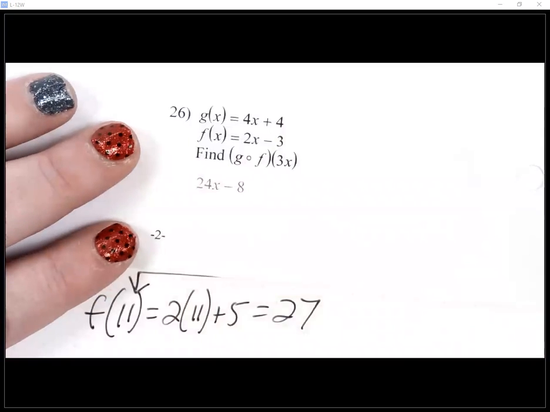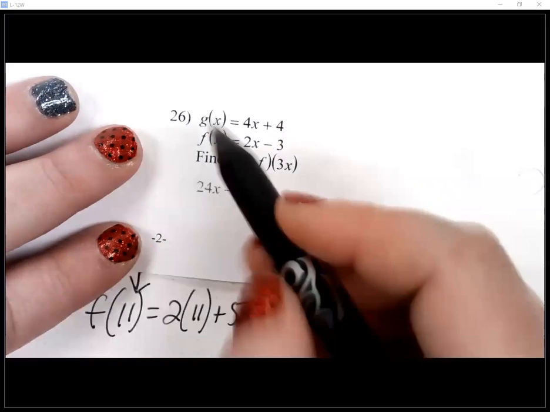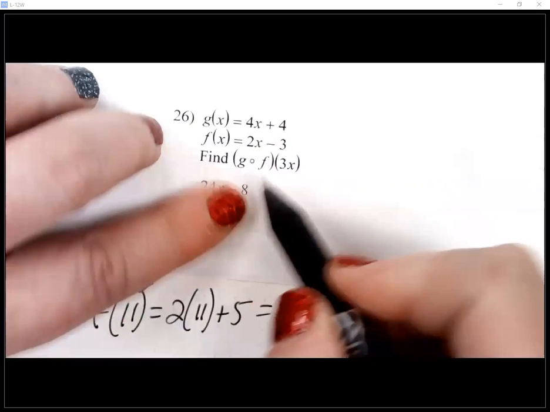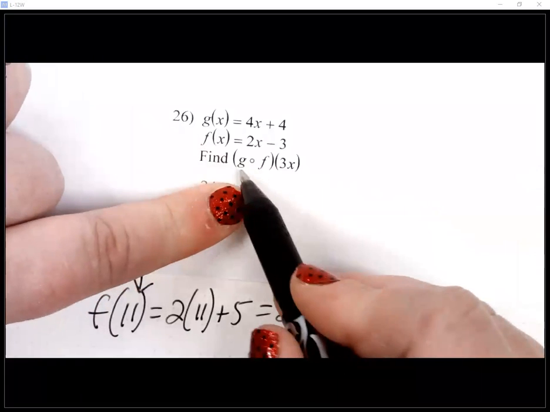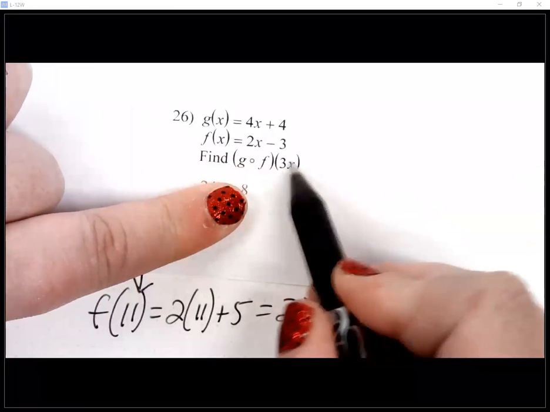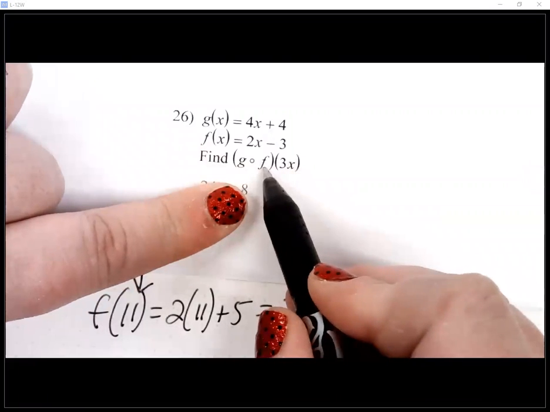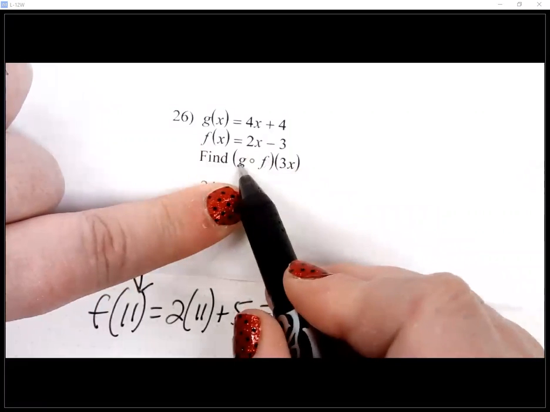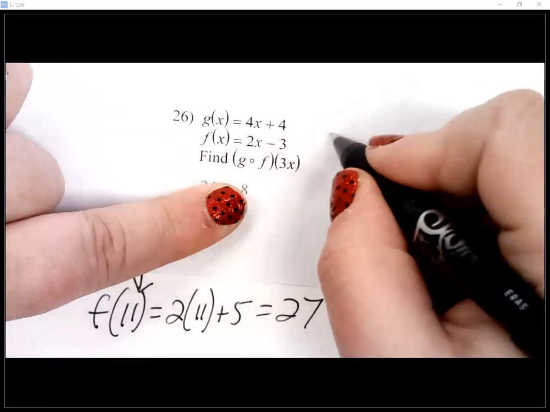The process is the same though. I'm trying to find, I know you see the answer there, but pretend you can't see it. I'm trying to find g of f of 3x, right? So I'm going to take 3x and I'm going to pop it into the f. Whatever answer I get when I do that, I'm then going to take that and put it into the g. All right, so we'll start by finding f of 3x.